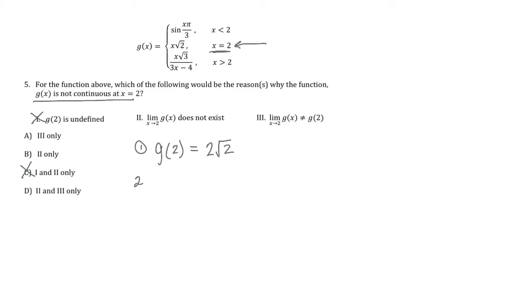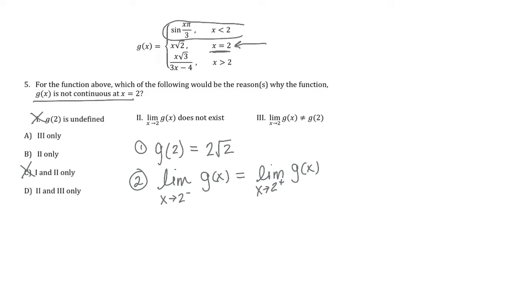So now let's go to the second one. Let's look at our limit. And we do need to remember that the limit as x approaches 2 from the left has to be equal to the limit as x approaches 2 from the right. And so let's go see where we're going to get. Right up here, we're going to have sine of 2 pi over 3. And sine of 2 pi over 3, that's going to be positive root 3 over 2.